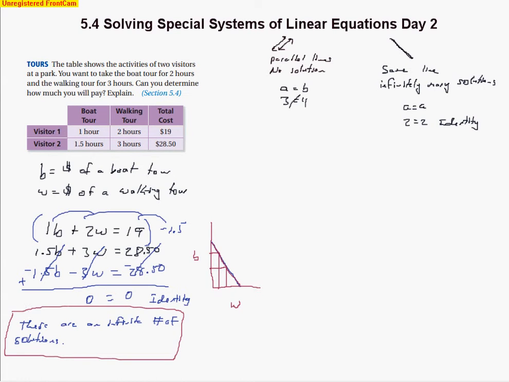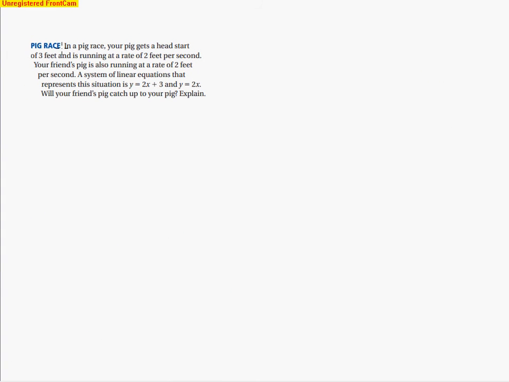So let's take a look at the next scenario. It says this: a pig race. In a pig race, your pig gets a head start of 3 feet and is running at a rate of 2 feet per second. And your friend's pig also is running at a rate of 2 feet per second. And these are the two scenarios here. This is your pig right here. So your pig gets that start of 3 feet and is running at a rate of 2 feet every second. And so y is going to end up being our distance in feet, and x would be time in seconds.